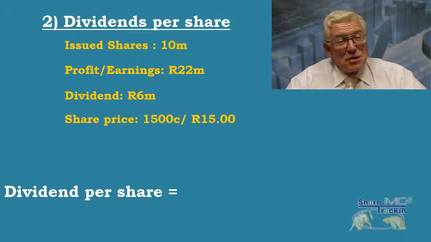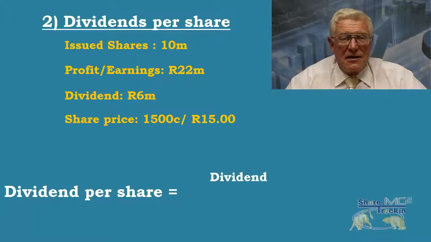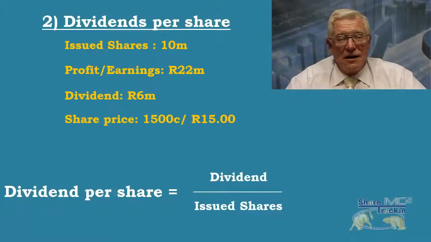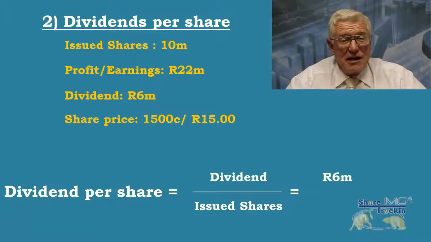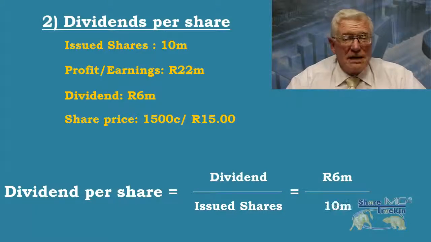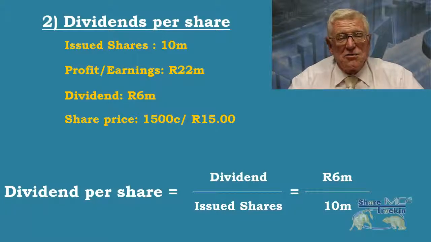Now the dividends per share is a very similar relationship. You take the dividend and divide it by the number of shares in issue. In our example, the dividend was 6 million rand divided by the 10 million shares which the company has in issue, and that shows you that every share earned 60 cents per share as a dividend.